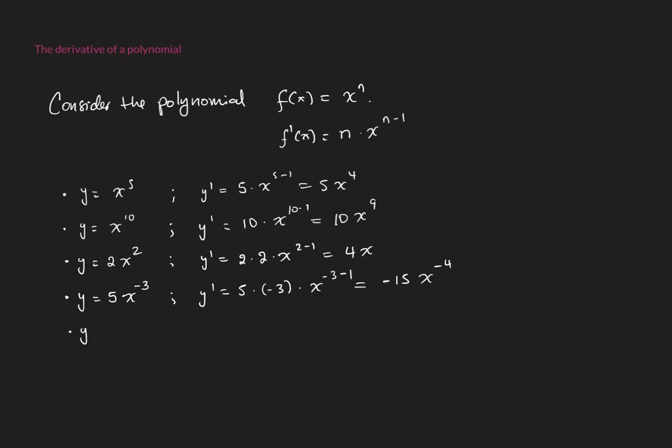It works the same if it was a fraction. For example, y equals 2x to the power of a half, a square root. The derivative, y dash, is going to be 2 times the exponent 1/2, x to the power of 1/2 minus 1. And 2 times 1/2 is equal to 1. X to the power of 1/2 minus 1 is minus 1/2.